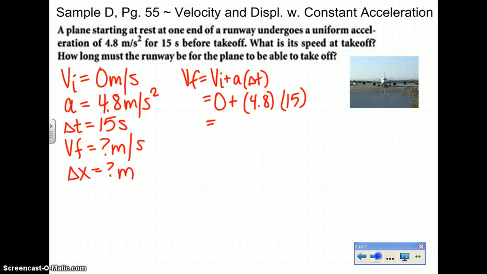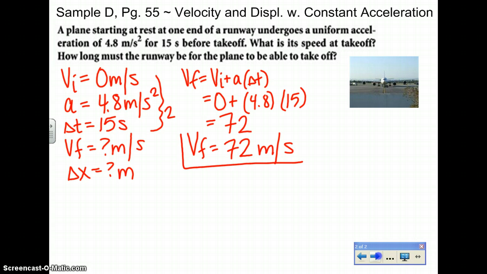What answer did you get? Your calculator should say 72. Looking back at your givens, you do only want 2 sig figs, so therefore final velocity is 72 meters per second. Box it to indicate this is my final answer. All right, next one here. It says, how long must the runway be? So that's obviously a delta x.